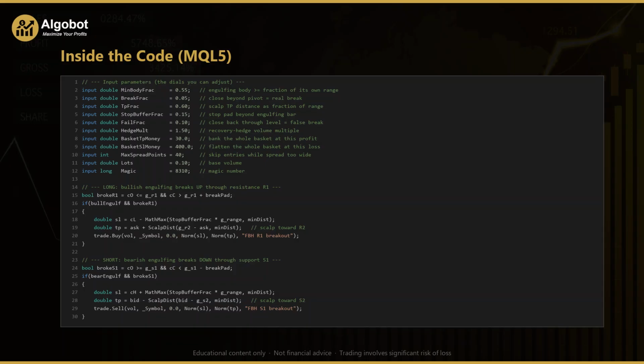Basket TP money and basket SL money govern when the whole basket is closed in profit or loss. Max spread points filters wide spreads, and lots and magic set the base volume and the identifier.